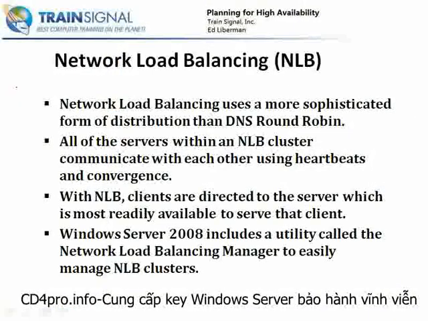Now, the next feature I'd like to talk to you about when it comes to high availability is something called network load balancing, or what's commonly referred to as just simply NLB. Network load balancing uses a more sophisticated form of distribution than DNS round robin. I mean, remember, by default, DNS round robin is going to either A, just rotate from server to server, or B, send a client to the server in the round robin group that is closest to it based upon its subnet.